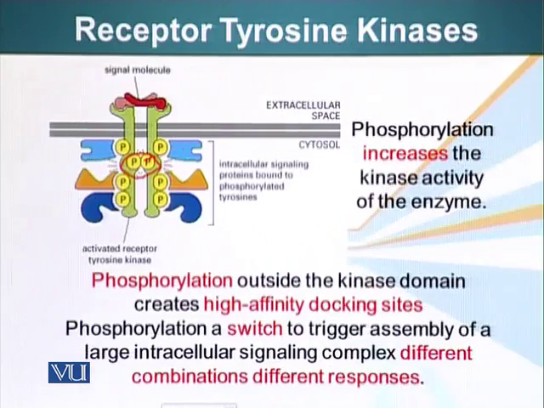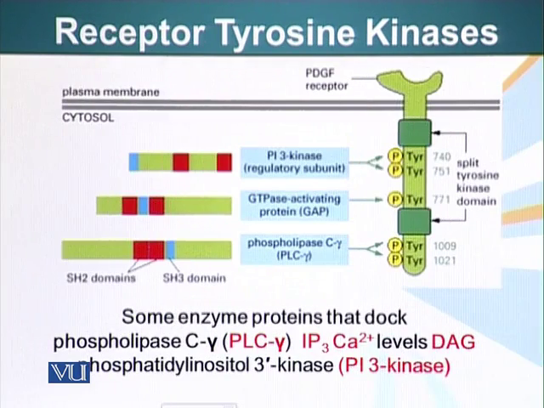Let's see that. When these phosphate domains are generated by these enzymes, it creates basically docking sites where specific proteins, which are present in the cytoplasm, can bind. These docking domains, these phosphorylation sites outside the kinase domain, have high affinity docking sites. This phosphorylation results in binding of other proteins that can interact with these domains.